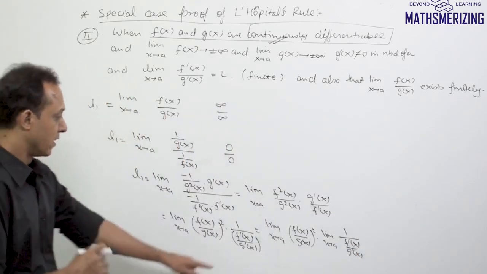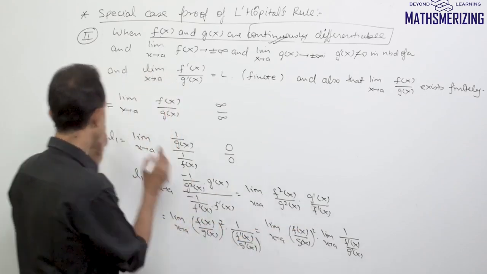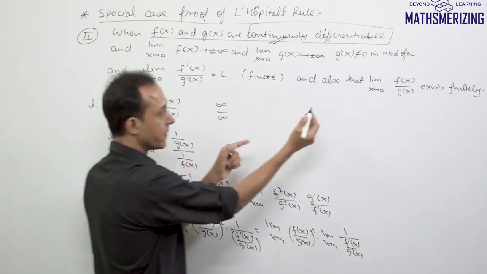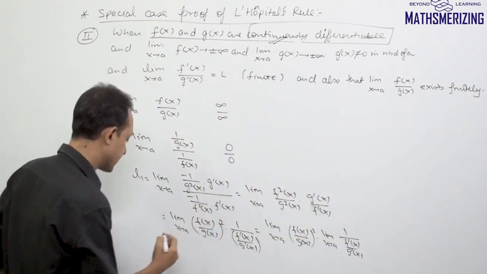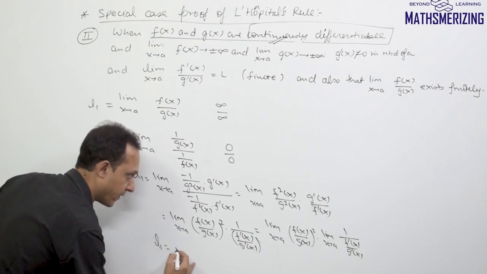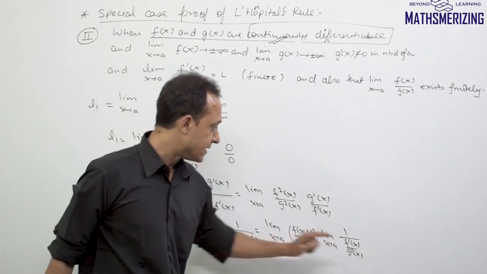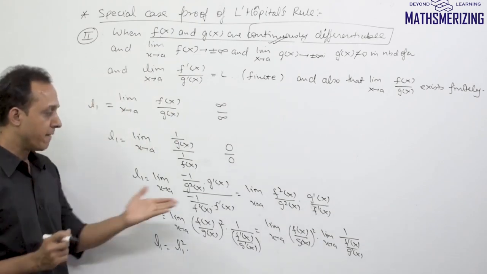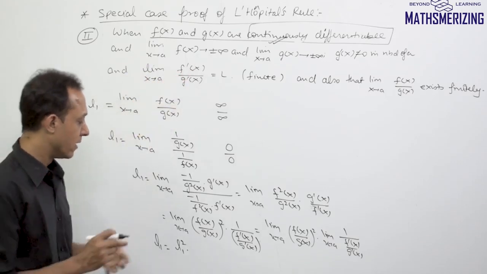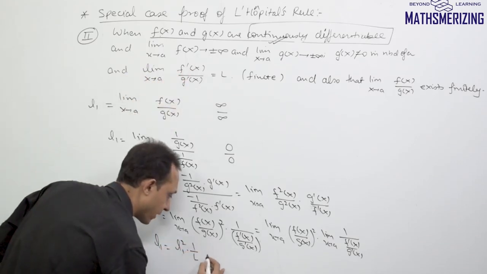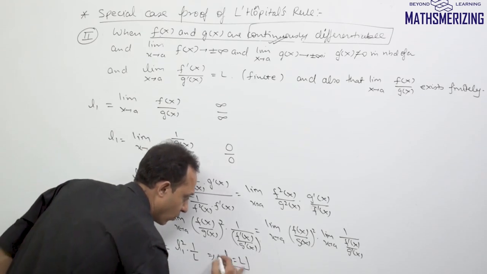Now we know that limit x tends to a f(x) upon g(x) exists, and we have assumed that it exists finitely and its value is L1. So I can write this limit as L1, and that should be equal to L1 square and then 1 upon f'(x) and g'(x). Now 1 upon f'(x) and g'(x), so f'(x) upon g'(x), this limit is equal to L. So I can write it as 1 upon L. So if I cancel L1 with L1, I can write L1 is equal to L.